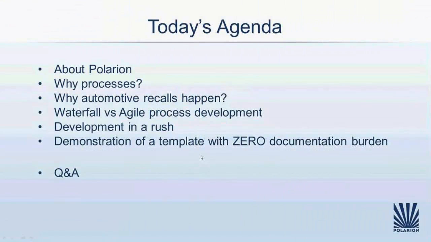I will start to tell you something about Polarian software in general, so who we are, what we do. And then we directly go over to Maria, and then you will hear something about processes, about why automotive recalls happen, comparison between Waterfall and Agile process development, the main topic development in a rush. What about that? And at the end, you will get a demo of a template with zero documentation, which shall help you developing your tools together with Polarian before we come at the end to the Q&A session.